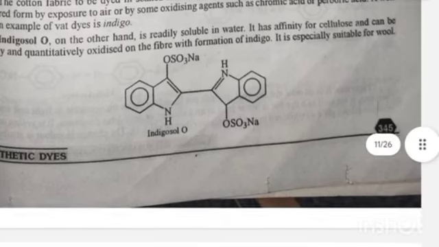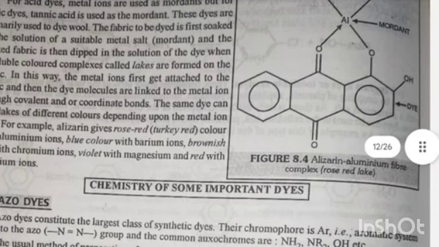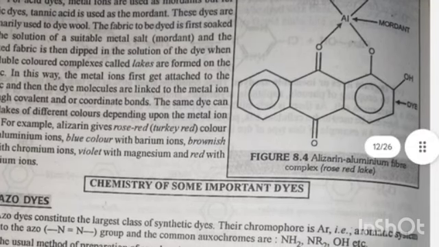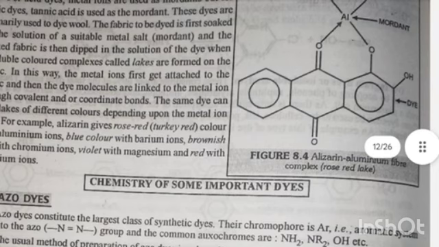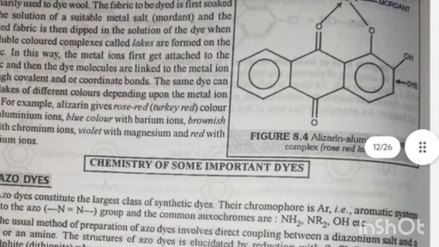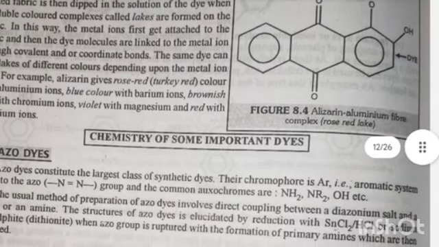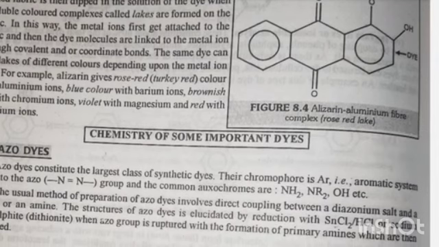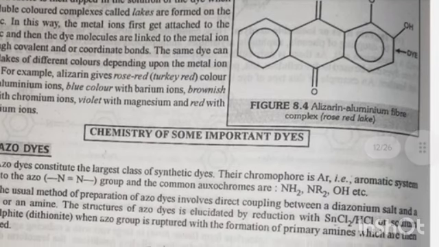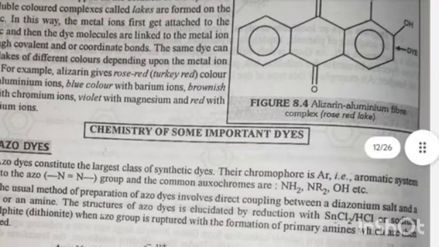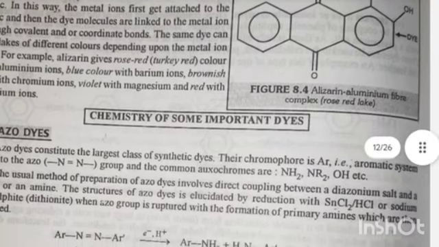The fabric to be dyed is first soaked in the solution of a suitable metal salt, and the soaked fabric is then dipped in the solution of the dye. Insoluble color complexes called lakes are formed on the fabric. In this way, the metal ions first get attached to the fabric, and then the dye molecules are linked to the metal ion through covalent and coordinate bonds.